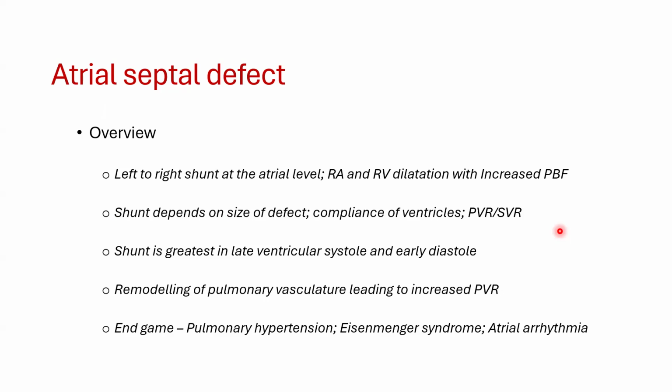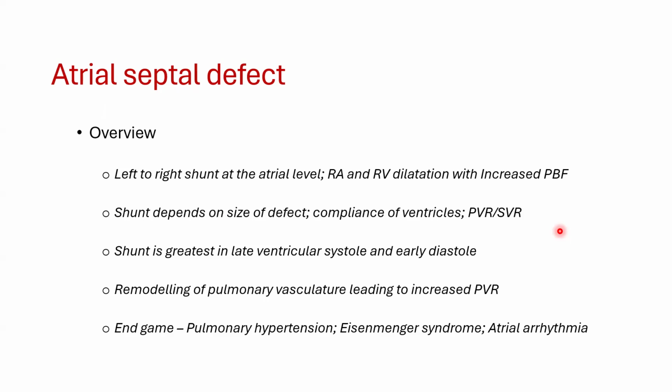But if the converse happens, if your pulmonary vascular resistance is less than your systemic vascular resistance, then you have more of the left-right heart shunt occurring.